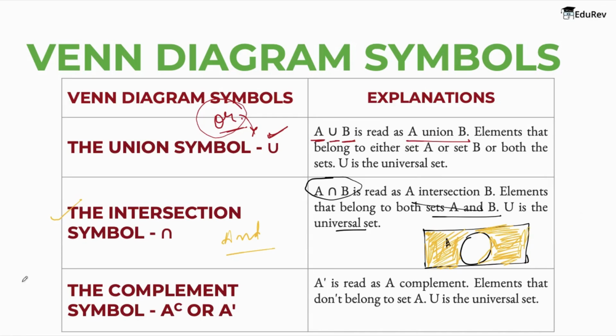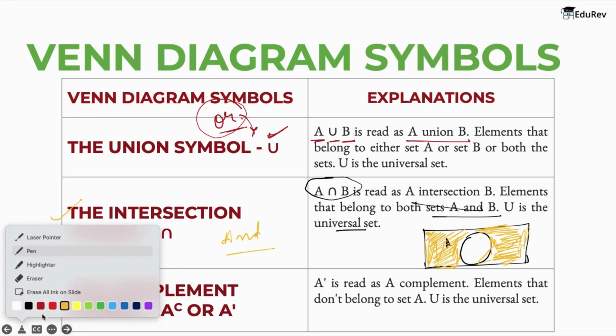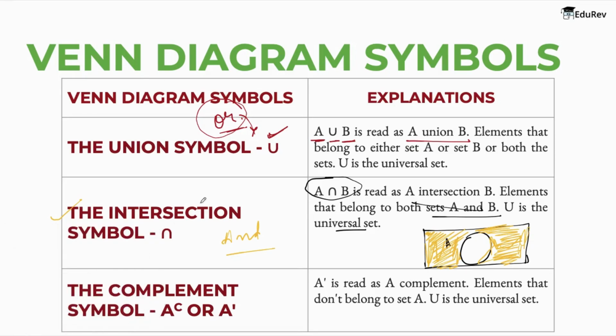So now I hope you understand what is your union, what is your intersection, and what is your complement. But let me explain it once more. So union means what? Or. That means either the number which you are referring to should belong to A, or it should belong to B, or it should belong to A intersection B. Intersection means and. Intersection means that any number which you are referring to should belong to both A and B.